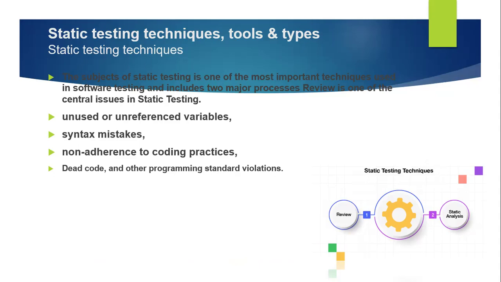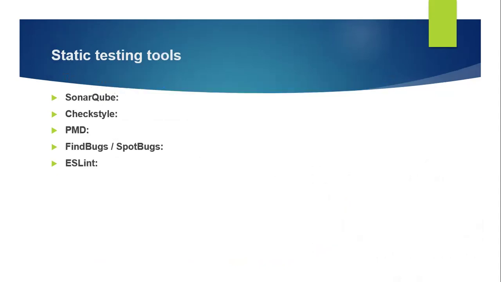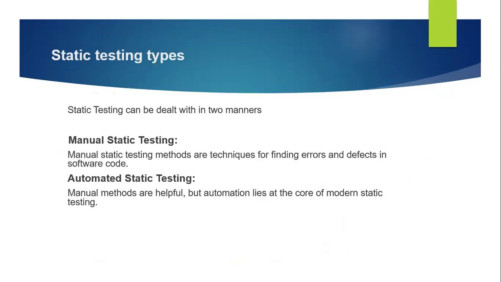Static testing techniques. The subject of static testing is one of the most important techniques used in software testing and includes two major processes. Review is one of the central issues in static testing. These are the static testing tools. These are the static testing types. There are two types of static testing. One is manual static testing and the other one is automated static testing.